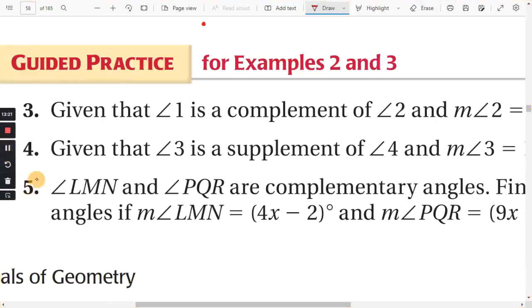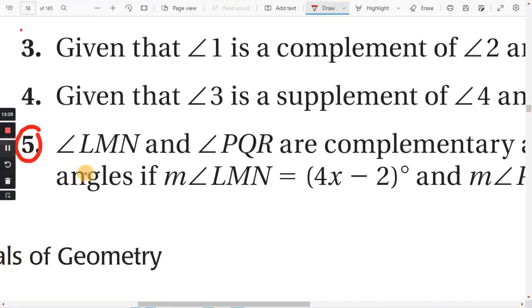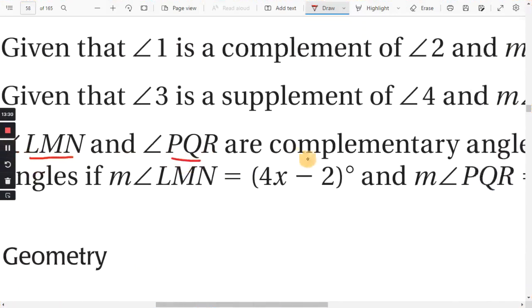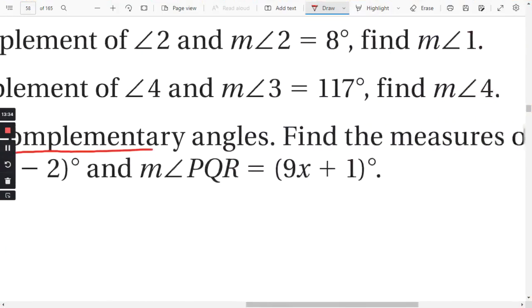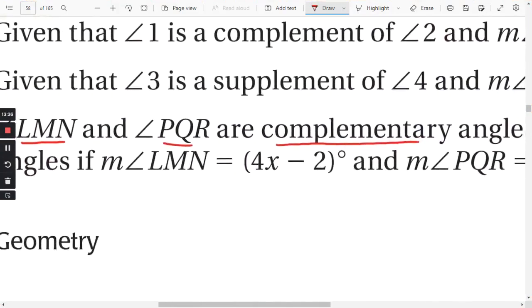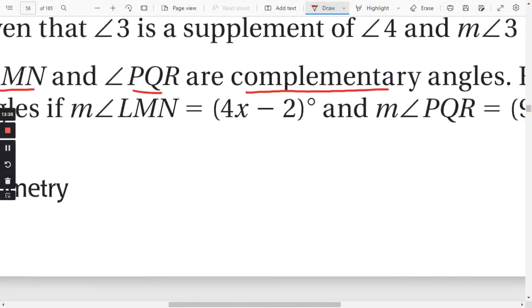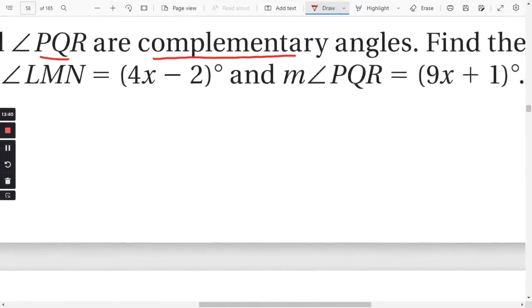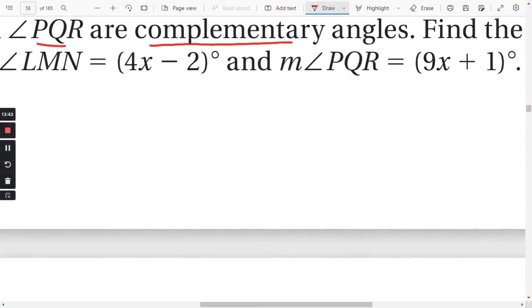Okay, let's try guided practice number 5. It says that angle LMN and PQR are complementary angles. Find the measures of the angles if one of them is 4x minus 2 and the other one is 9x plus 1. Okay, complementary means they add to 90. So these two angles are going to add to 90. So you add them up, set them equal to 90, solve for x, plug it in.